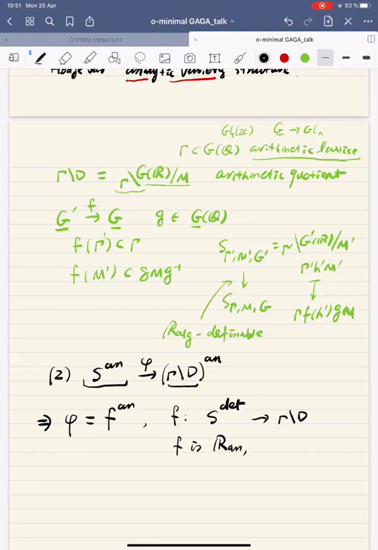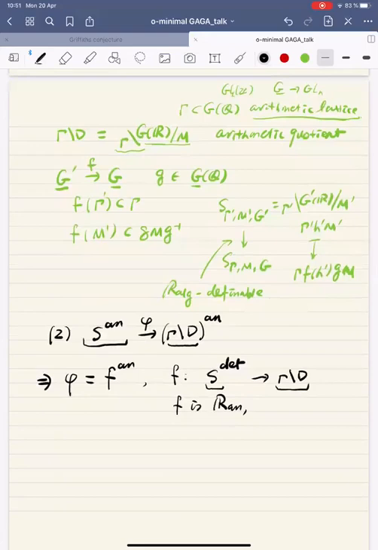So now we need to, this one is R_L definable, and this is also R_L definable, but this map is not R_L definable. We need to enlarge the O-minimal structure, this R_{N,X}, to make it definable. Okay.